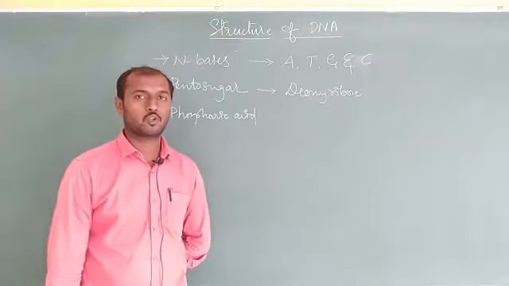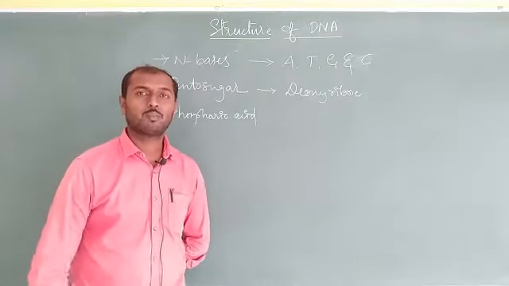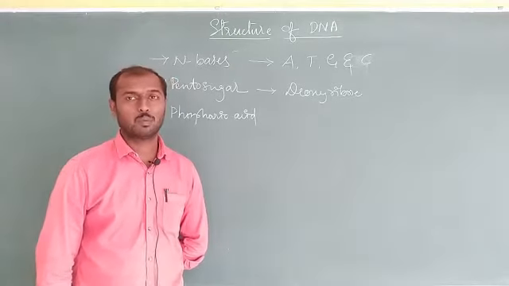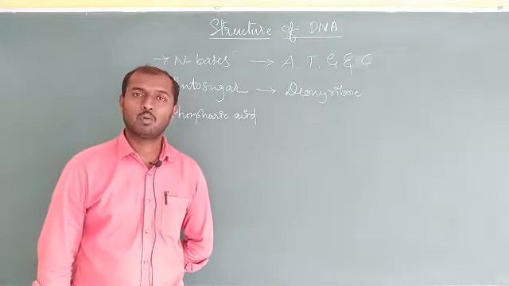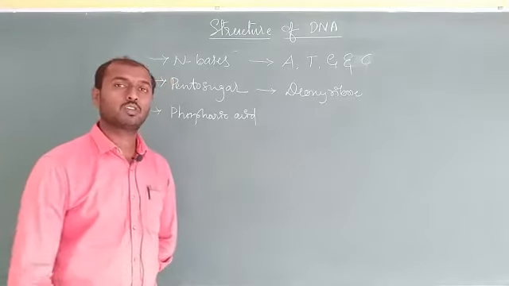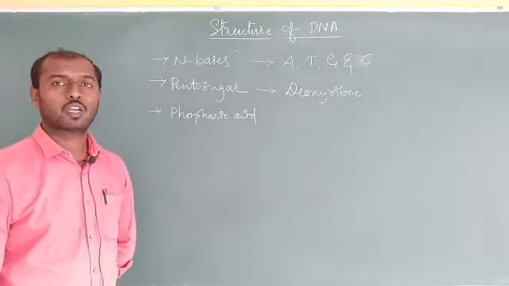Deoxyribose pentose sugar. Remember, how many types of pentose sugar did we study? Two types of pentose sugar. One is deoxyribose and the second one is ribose. So in case of DNA we have deoxyribose pentose sugar.